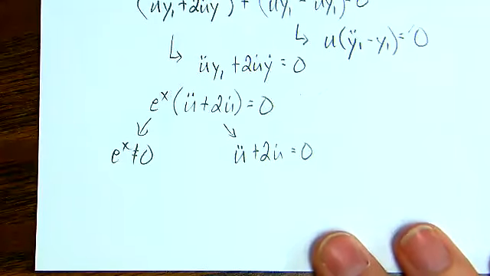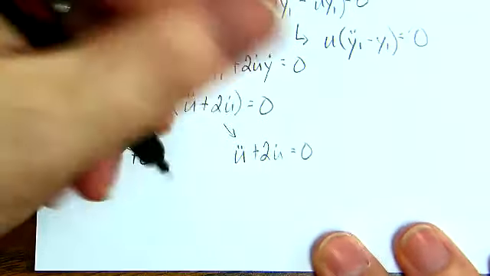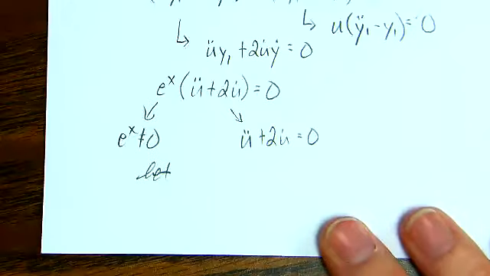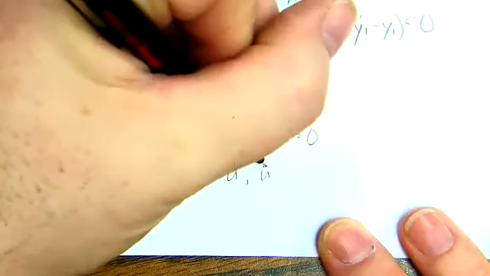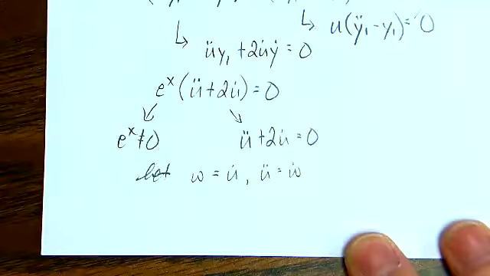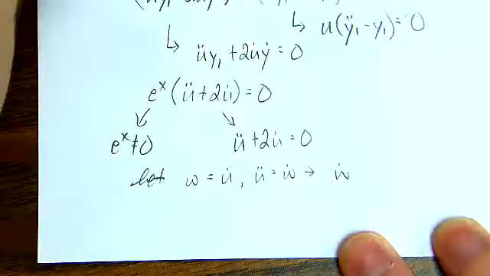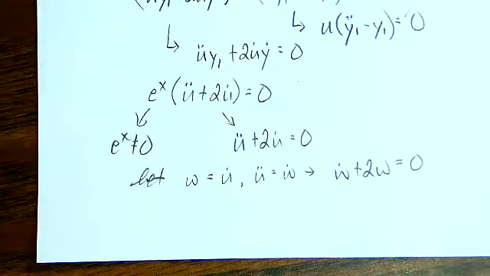Well, let's just arbitrarily make a new variable, call it w. Let w be equal to u dot, which means that u double dot is equal to w dot, and this differential equation becomes w dot plus 2w equals 0. And now we have a first order differential equation with constant coefficients, which is homogeneous.